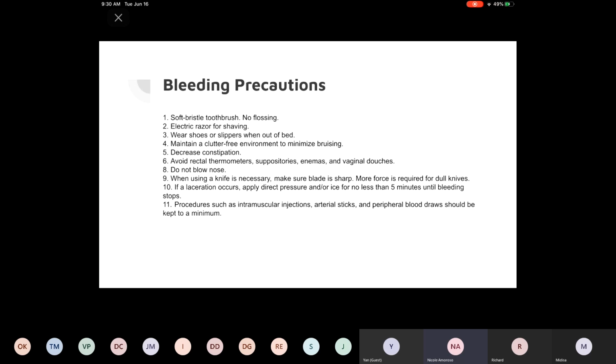When using knives, only use them when necessary. Wait, what does that say? When using a knife is necessary, make sure the blade is sharp.